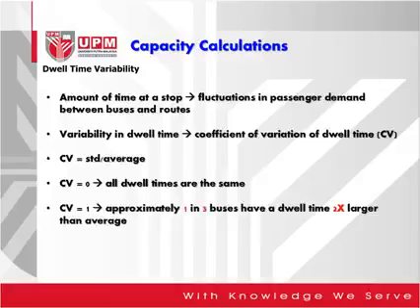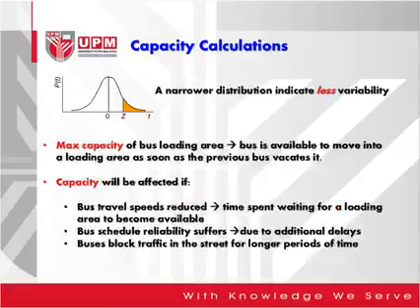CV equal to 0 and CV equal to 1 are for you to imagine how you are going to interpret the other CV values. If we plot a set of dwell times in a histogram, we will see a normal curve, or bell-shaped curve. The width of the curve indicates the dwell time variability. If the curve is flat, it indicates high dwell time variation. Conversely, if the curve is narrow or thin, the dwell time variability is low.